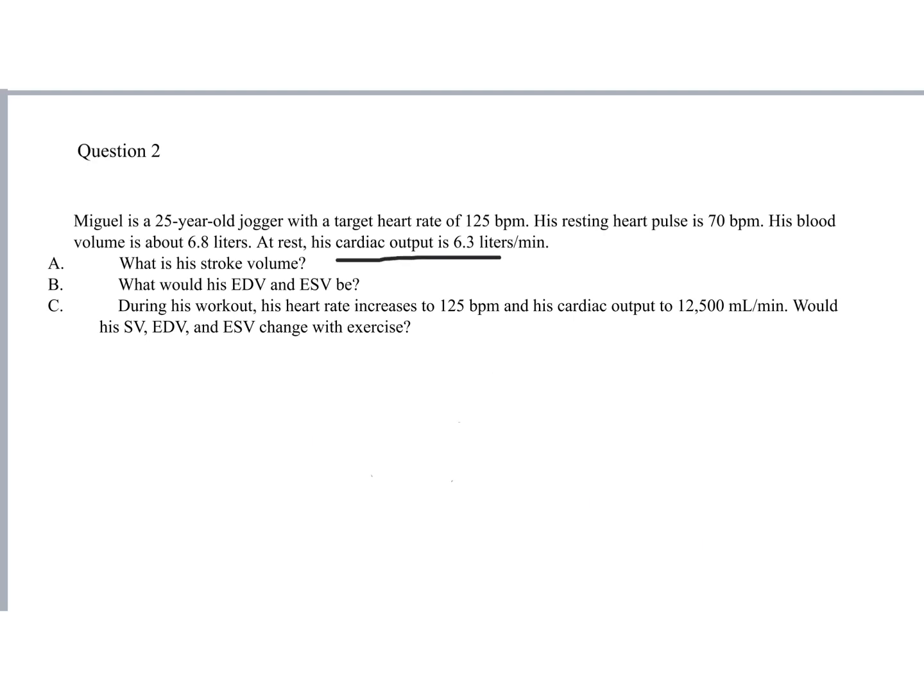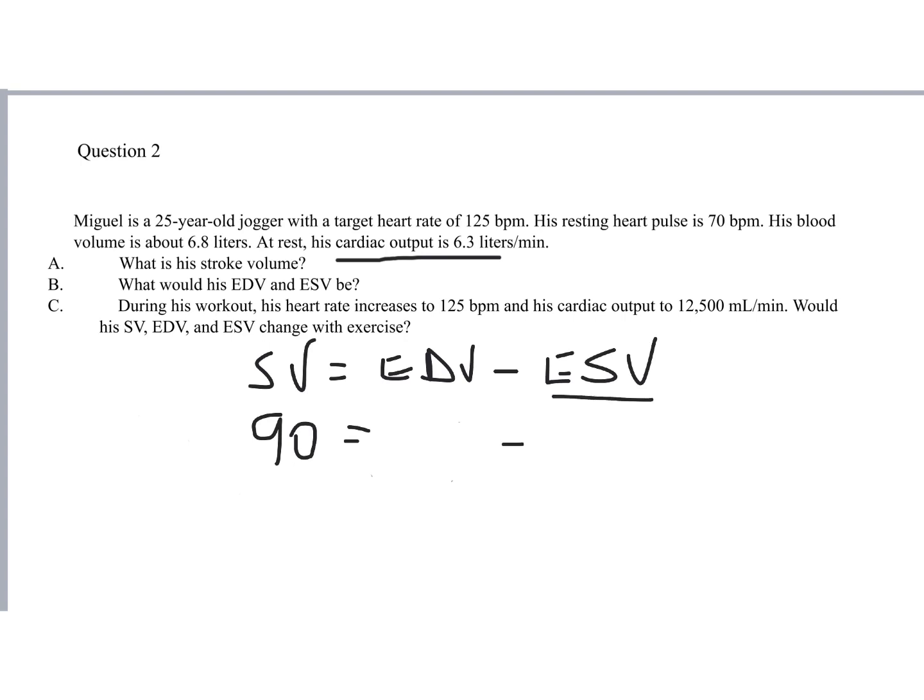Now letter B is a little tricky. They want you to figure out what his end diastolic and end systolic volume would be. So far all we know is his stroke volume, which is 90. So stroke volume equals the end diastolic volume subtracting the end systolic volume. And all that we know for sure is his stroke volume, which is 90. All right, we're going to figure out his end diastolic, which is how much blood is in the ventricle right before it contracts.